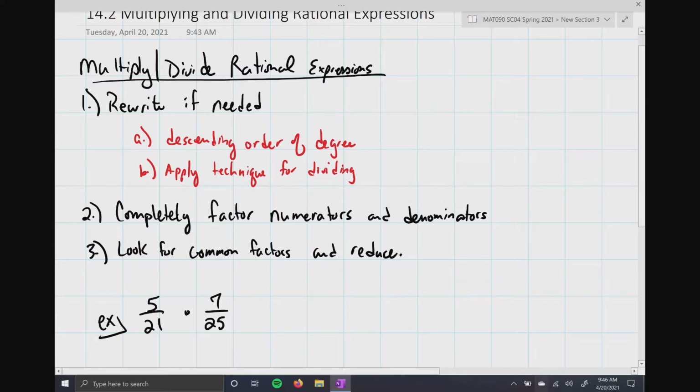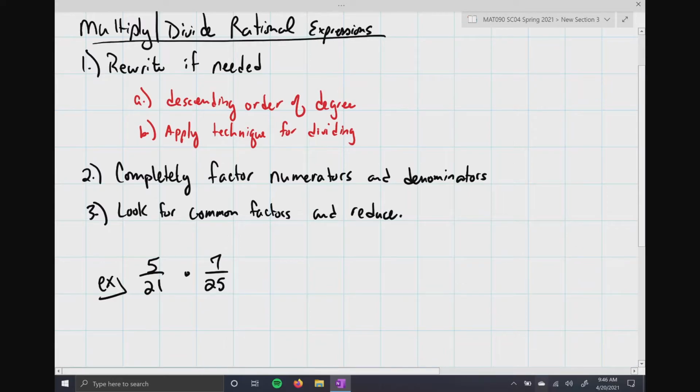We know those are 2 rational expressions. So step 1, I'm going to rewrite if needed. All right, well, descending order of degree, I really don't have to worry about. I'm multiplying, so I don't have to worry about applying a technique for dividing. So step 1 is already done. Step 2, I'm going to completely factor the numerators and the denominators. Now, since we have specific numbers, we're going to completely prime factorize. So watch what I write.